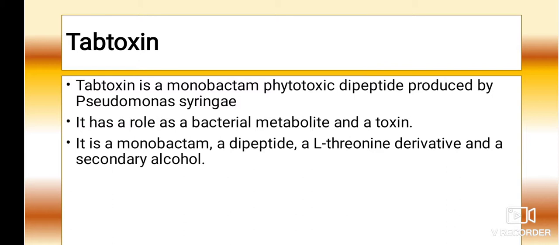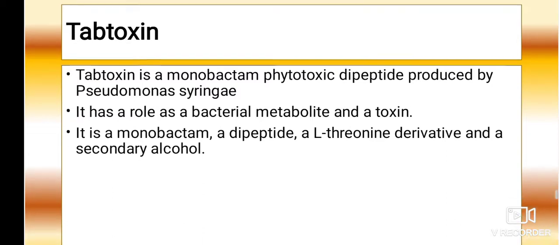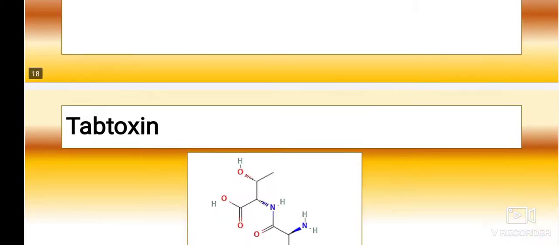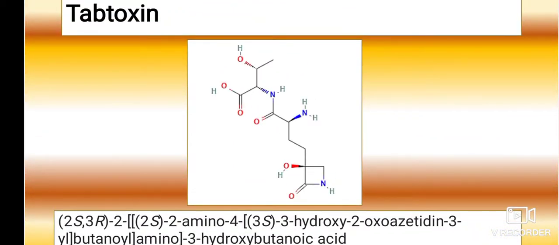There may be questions like, give the structure of tabtoxin, or tabtoxin is a dash dash antibiotic. So keep it in mind that it is a monobactam antibiotic and it is a bacterial metabolite and a toxin. And this is the structure of tabtoxin.